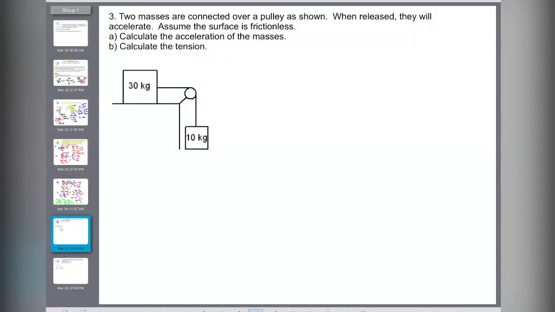Example number 3. Two masses are connected over a pulley as shown. When released, they accelerate. Assume the surface is frictionless. They want you to calculate acceleration and tension. For this question, I would like you to assume that there are 3 significant digits.